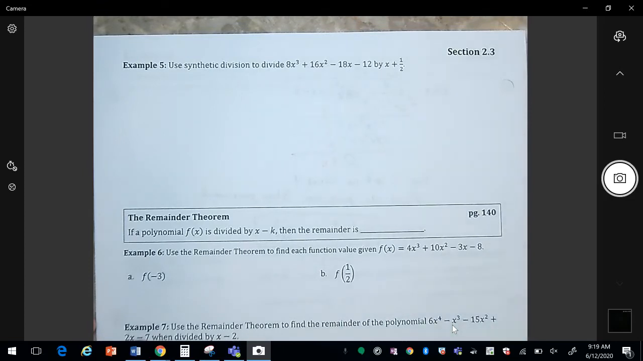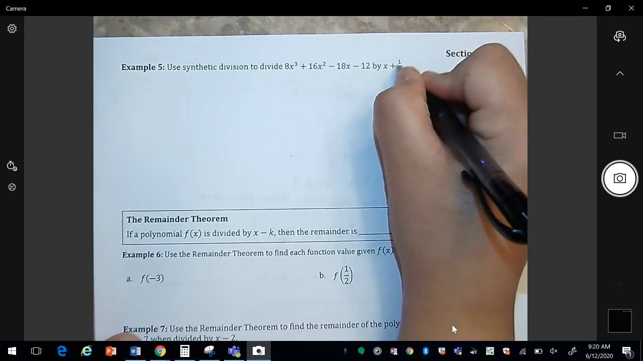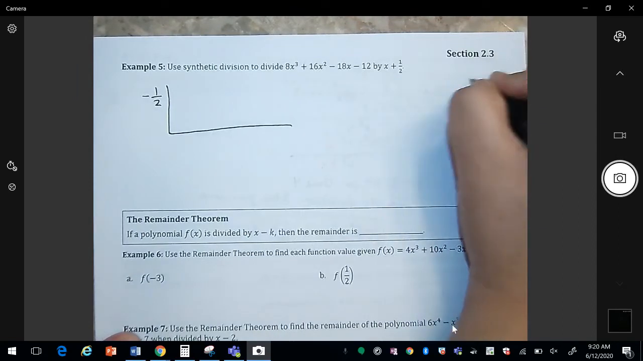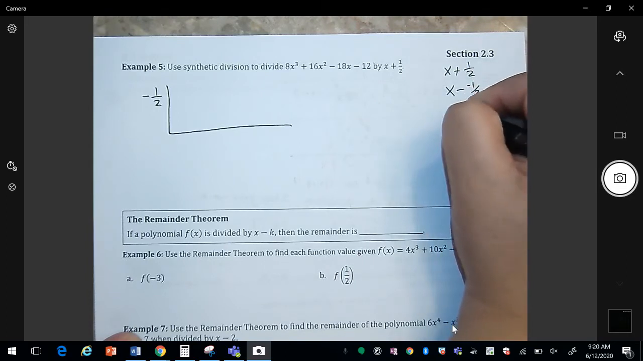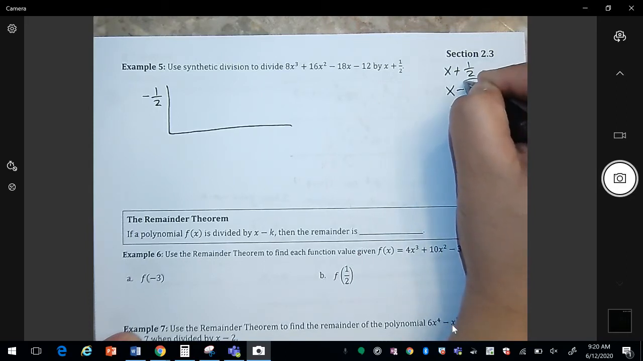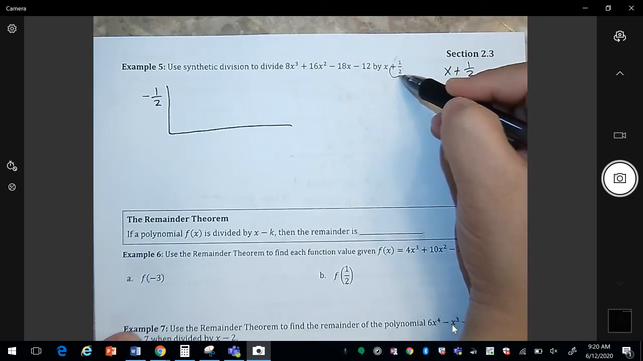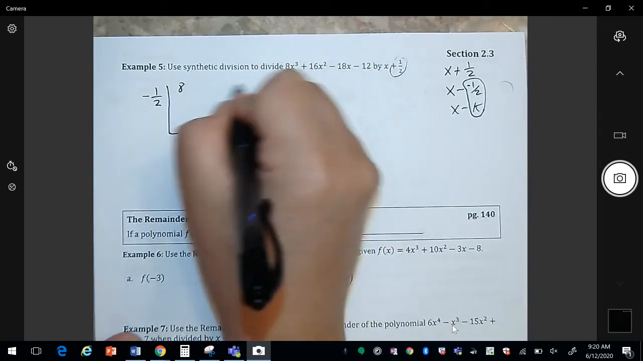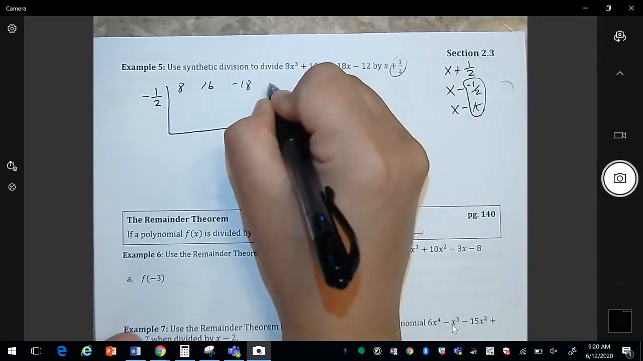So here we have this polynomial. Since I have a positive x plus a half, I'm going to use a negative a half. Again, we use negative a half because x plus a half can be written as x minus negative a half, and that's going to be your k. But so that you don't have to do this every time, it's really the opposite of what you see here, negative a half. My coefficients are 8, 16, negative 18, and negative 12.